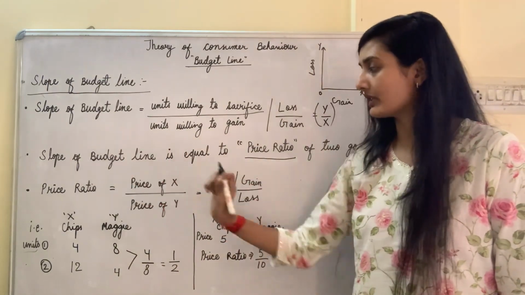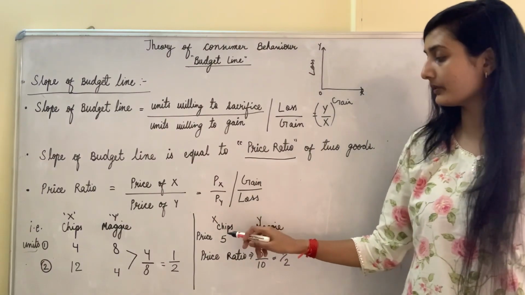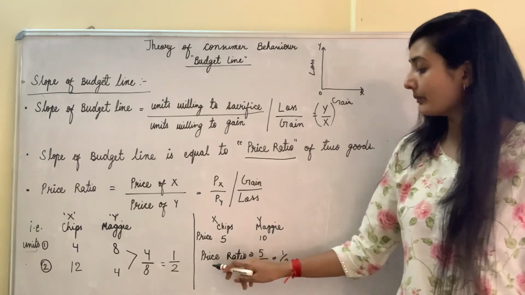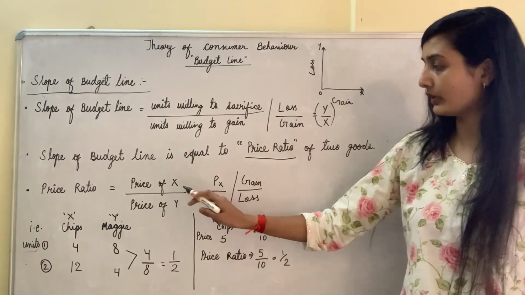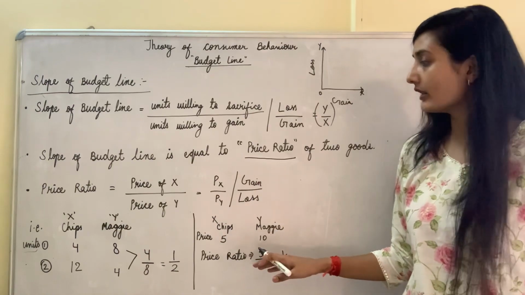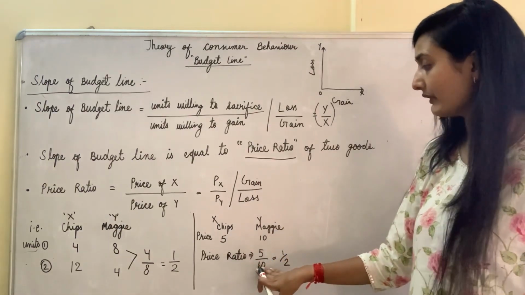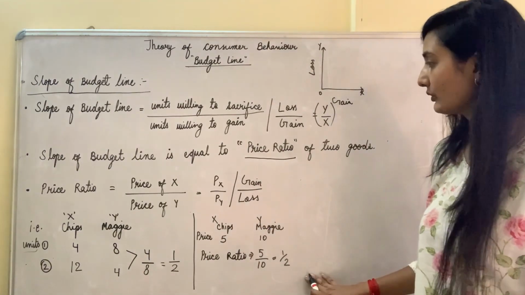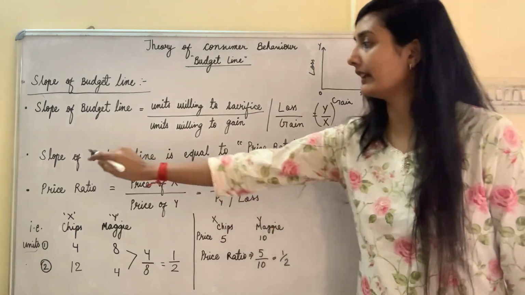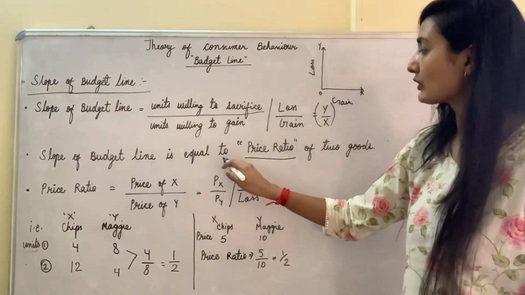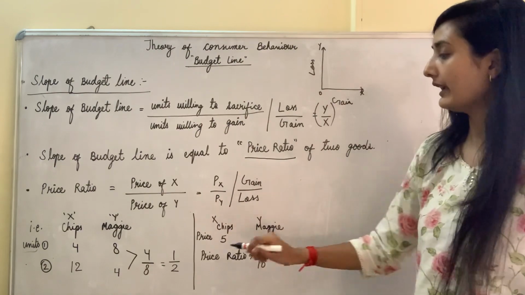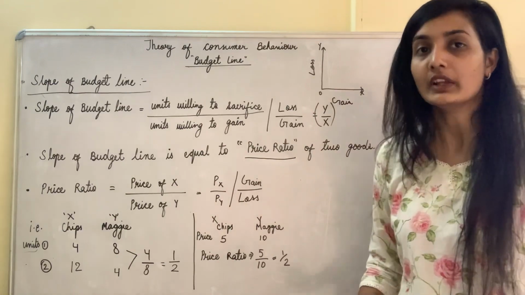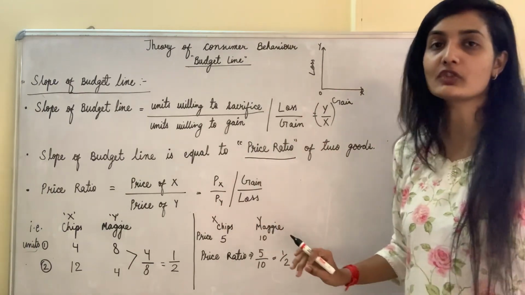And now come to the price ratio. As we have discussed, we have taken the price of chips as 5 rupees and the price of Maggi as 10. So price ratio is equal to price of X upon price of Y. As we have taken price of X as 5 rupees and price of Y as 10 rupees, 5 by 10 is equal to 1 by 2. This proves that the slope of budget line is equal to the price ratio of two goods. The slope of budget line is 1 by 2 and the price ratio is 1 by 2. Here is the slope and price ratio of budget line.